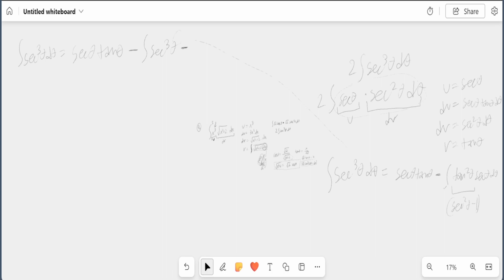So, secant cubed theta minus secant theta d theta, right? And so, if I split this integral apart, God, this is a huge problem. Yeah, it is.